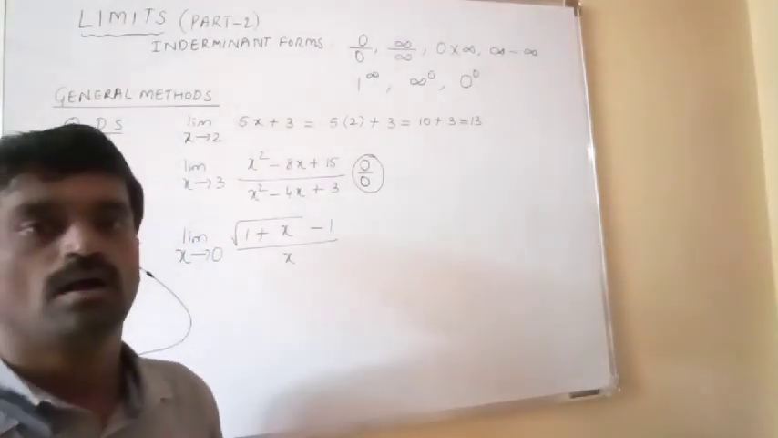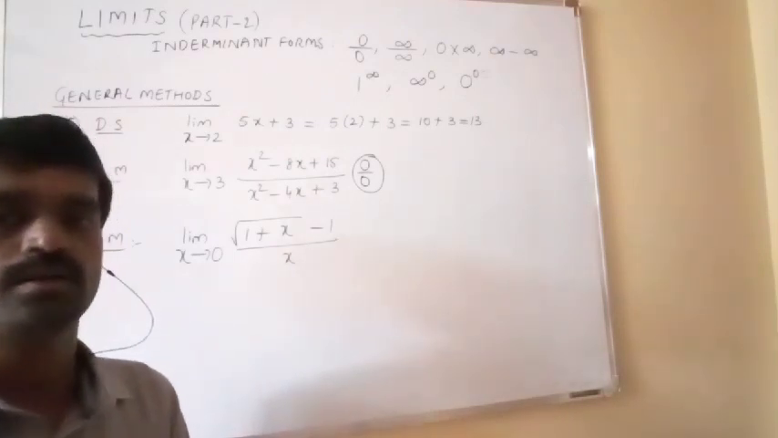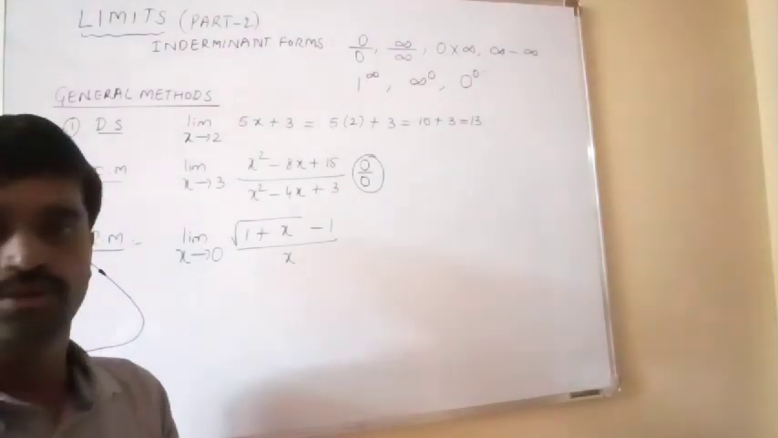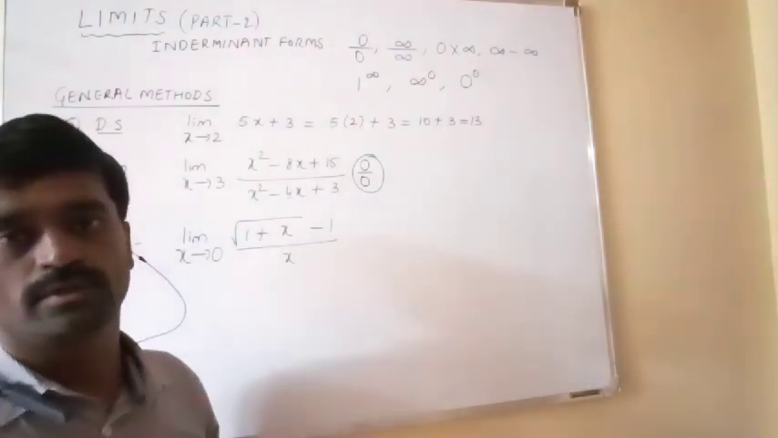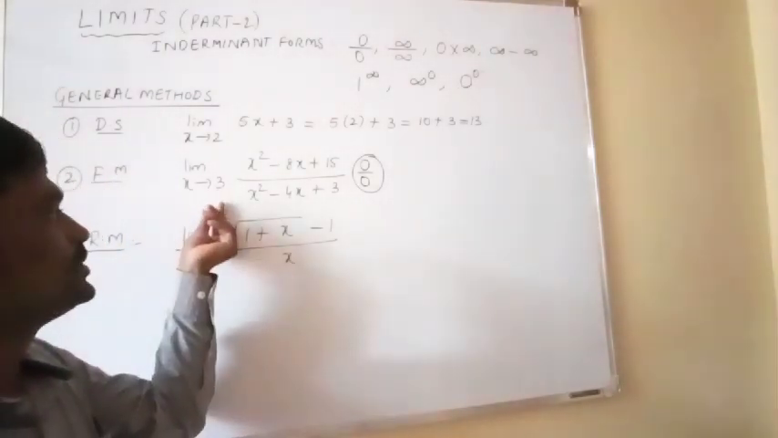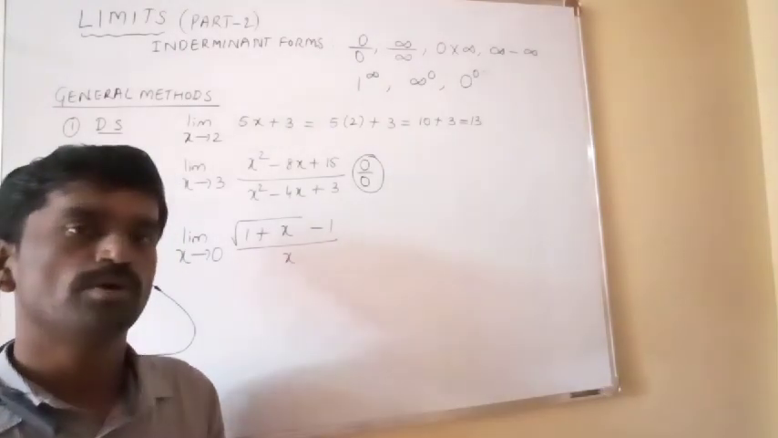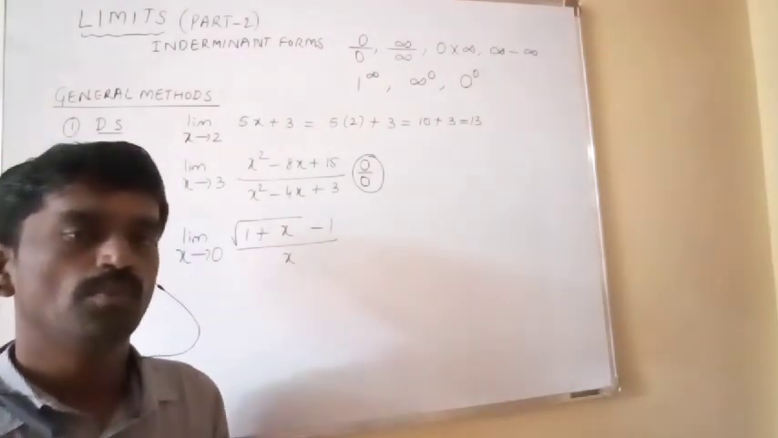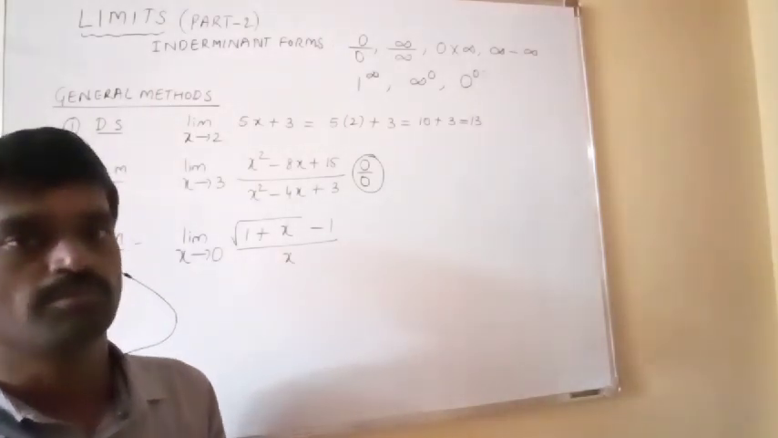So that means we can't apply the limit of the function directly. That means we can't substitute x is equal to 3 directly. Then how to evaluate? We have to apply the factorization method only. After substituting x value 3, you are getting 0 by 0 form, and moreover numerator and denominator both are polynomials. Then we have to approach the factorization method.